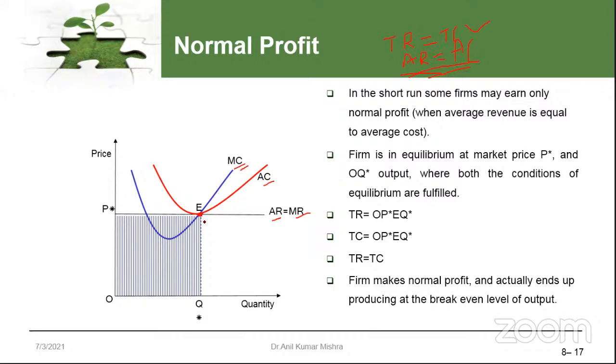Why? Because the average cost is EQ or OP. Total cost is also the same area. There is no such profit. That means total revenue is the same as the total cost. So as total revenue equals total cost, what happens to the profit? Profit is zero. As the profit is zero, there is no loss to the producer. When there is no loss to the producer, that is known as normal profit.